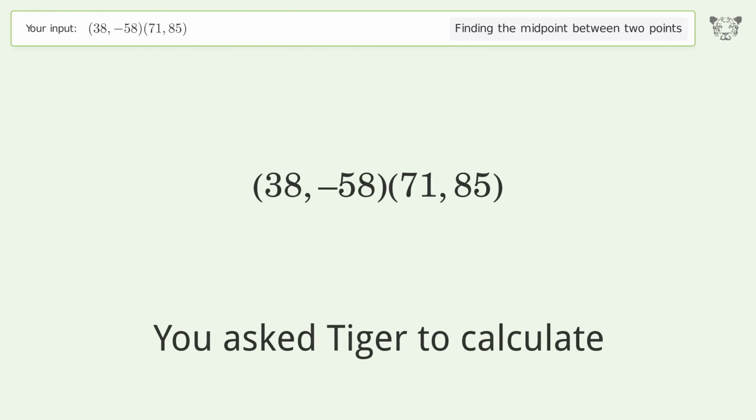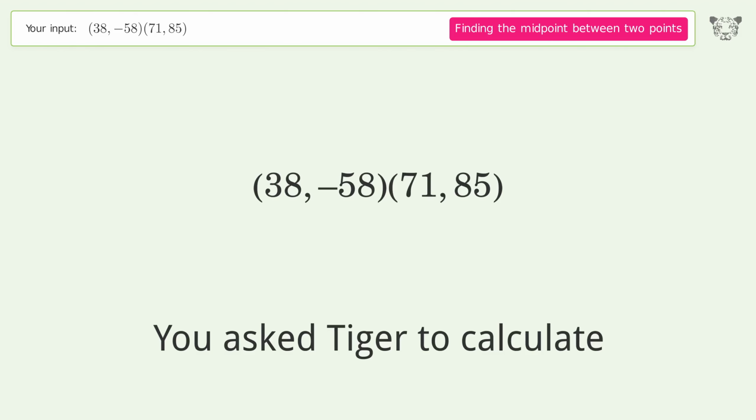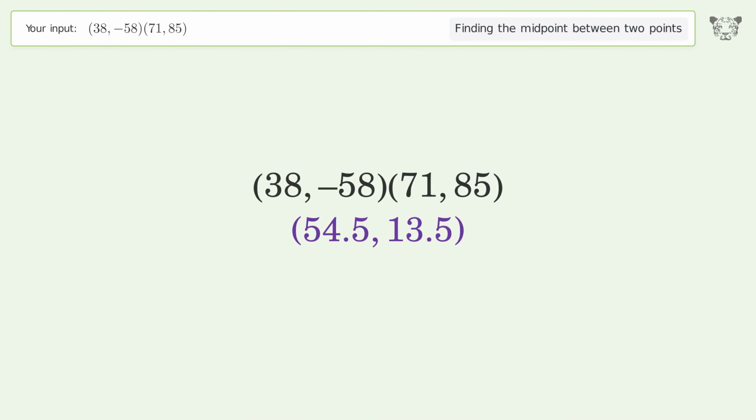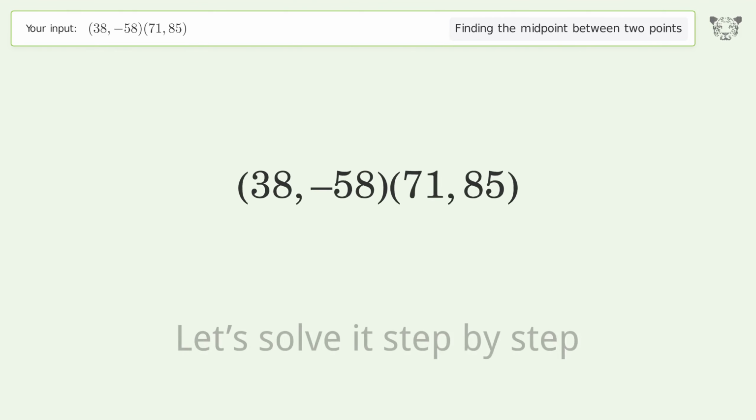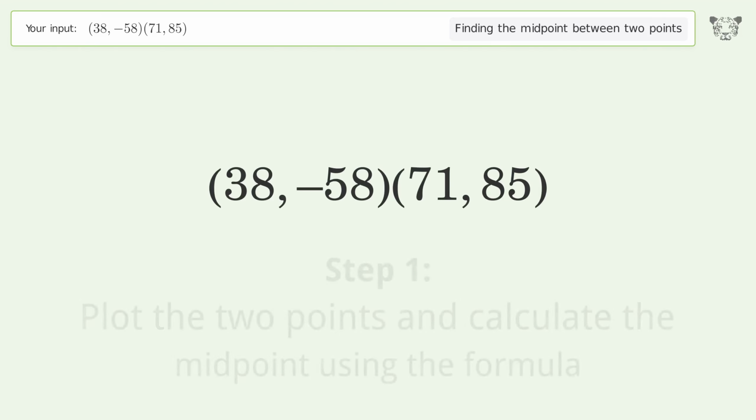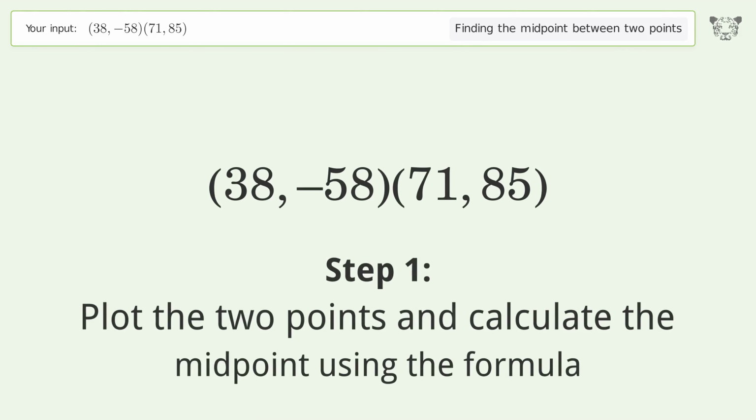You ask Tiger to calculate. This deals with finding the midpoint between 2 points. The midpoint between the 2 points is 54.5, 13.5. Let's solve it step by step. Plot the 2 points and calculate the midpoint using the formula.